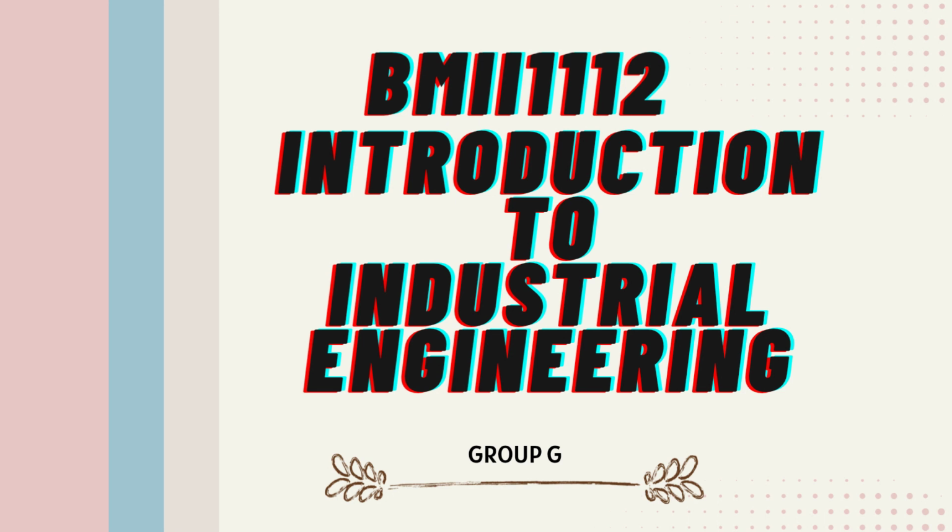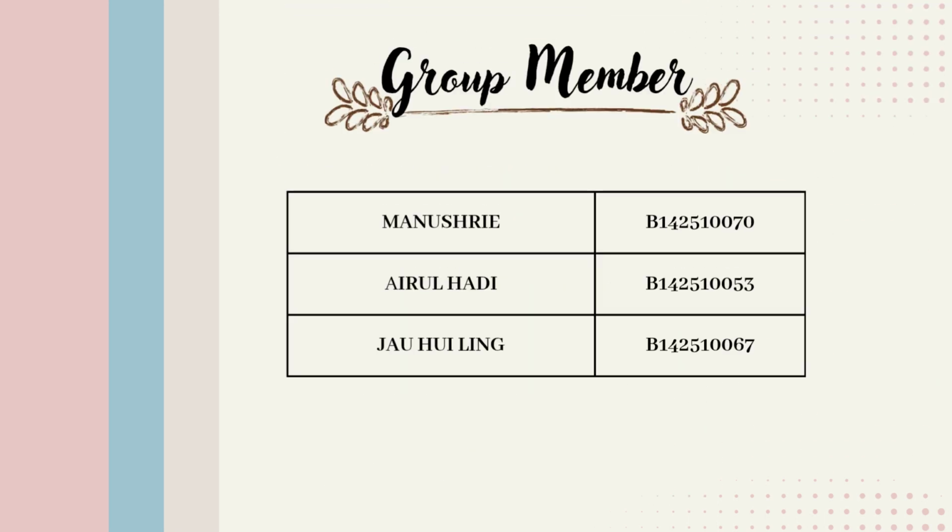This assignment has two parts. The first one is to develop a convincing argument to demonstrate that industrial engineering is a true engineering discipline compared to civil, chemical, electrical, and mechanical engineering. And the second part is to identify and describe case studies that show how industrial engineering principles and methodology can be applied to non-manufacturing systems. These are our group members, which are Manushree, Iru, and me, Hui Ling.